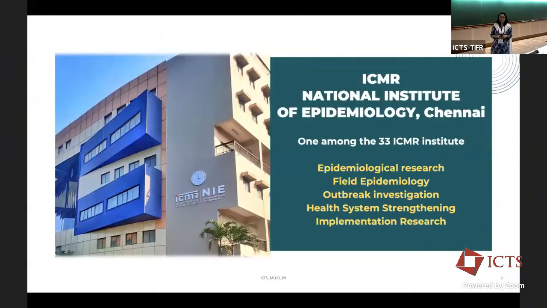So I come from National Institute of Epidemiology, which is one of the institutes under Indian Council of Medical Research, and our major areas of work are epidemiological research, field epidemiology, outbreak investigation, strengthening the health system through public health research, and implementation research. So what I shared with you yesterday was from implementation research experience, connecting the epidemiological methods to actually disease control. And today I'll be giving you a little bit broader picture on what epidemiologists do.